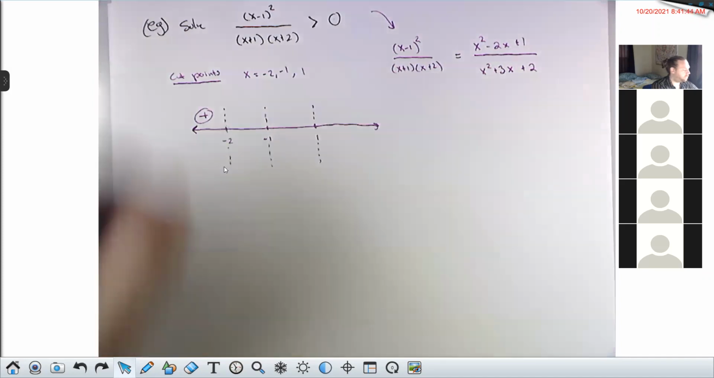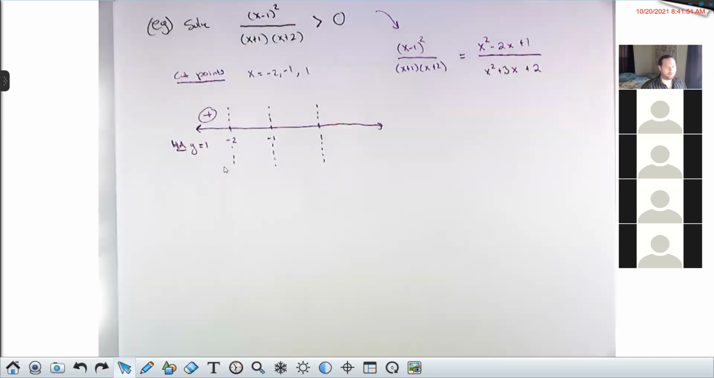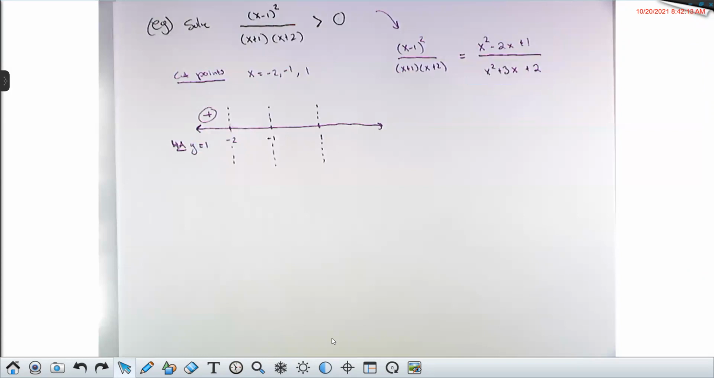Well, what's the horizontal asymptote? 1. Yeah, it's the line y equals 1. So this function gets really, really close to outputting the number 1 as x goes way off to the left. In particular, it's got to be positive, right? Because 1 is positive. Now, as we hop over -2, what happens? Does it stay positive or become negative? It changes sign.